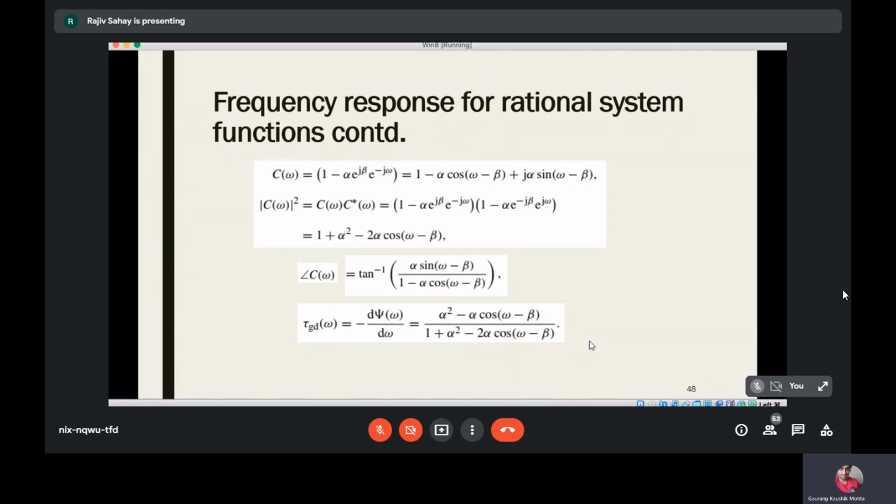Sir, in this case, we have to differentiate this angle of C of omega. That is the phase response, and that is considered to be the unwrapped phase response.